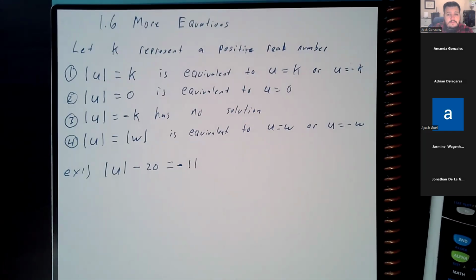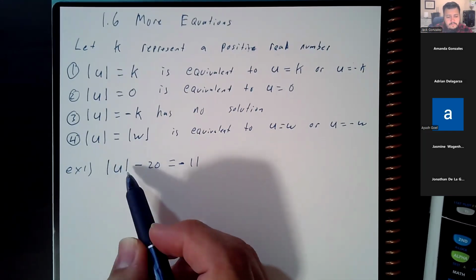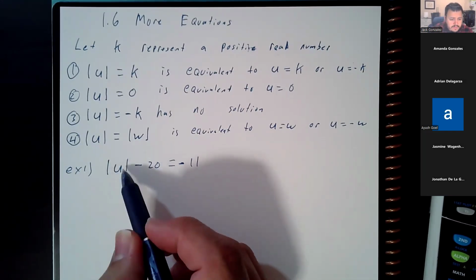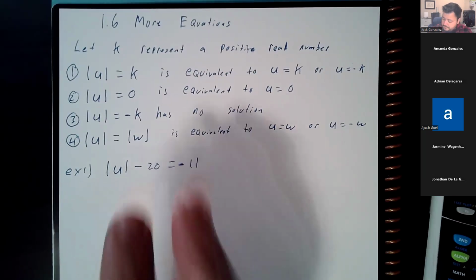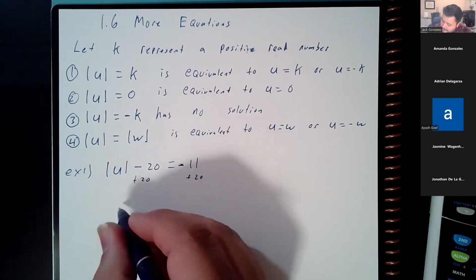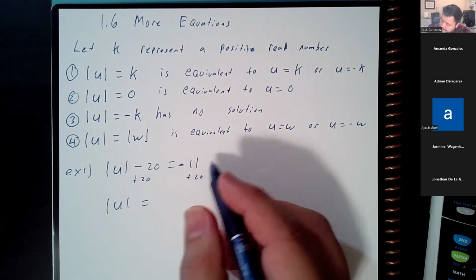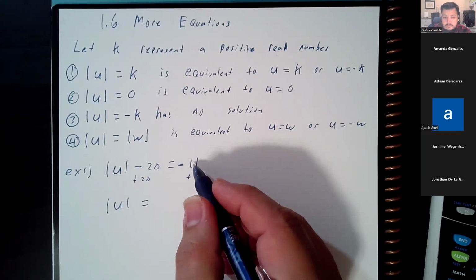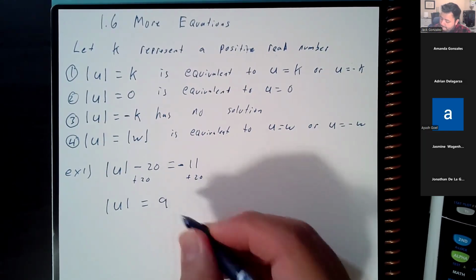All right, so let's start here. So first thing is whenever you have an absolute value, we have absolute value of u. You want to get this part by itself. Okay. So we gotta add the 20 over. Let's add it over. Once it's added over, then you remove the absolute values. So negative 11 plus 20, that is 9, right?